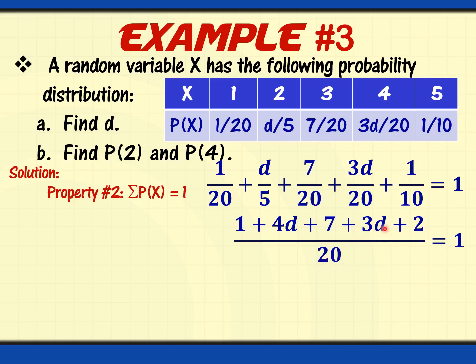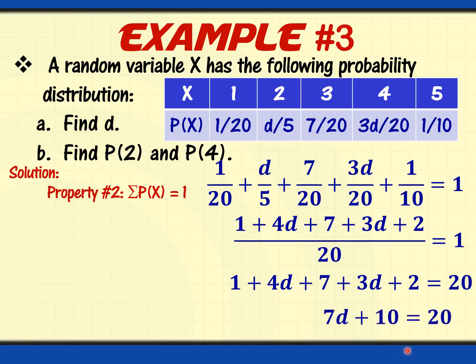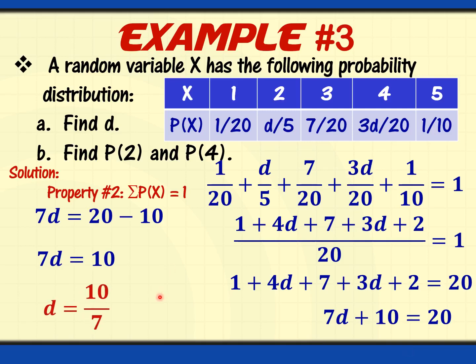Now, to remove the denominator, we can do cross multiplication. So we can multiply 20 times 1, so that will give you this one. And then we can combine similar terms. 1 plus 7 plus 2, that is 10. And 4d plus 3d is 7d. So 7d plus 10 is equal to 20. Let's continue here. Transpose 10, that will be minus 10. So that will give you now 20 minus 10 is 10. And then dividing both sides by 7, d is equal to 10 over 7. So this will be the answer for letter A.